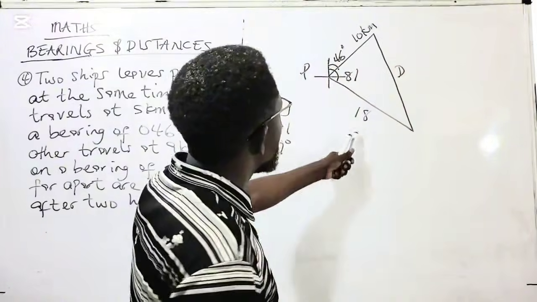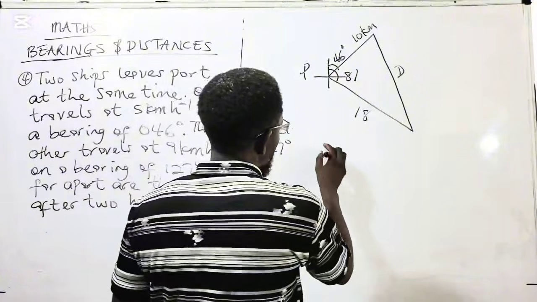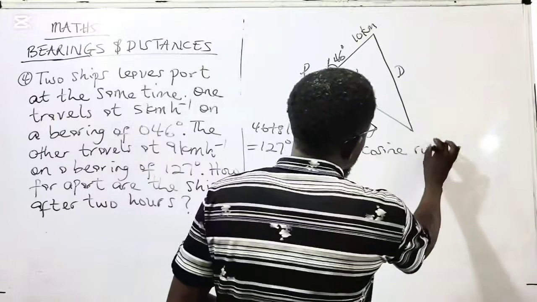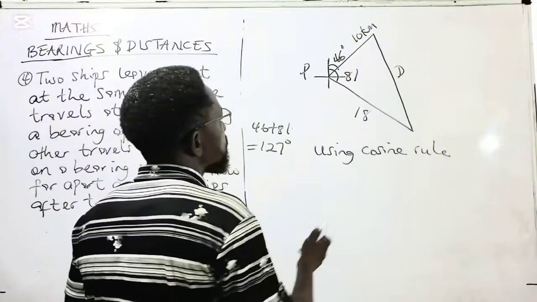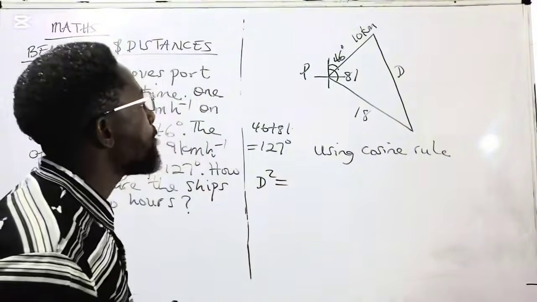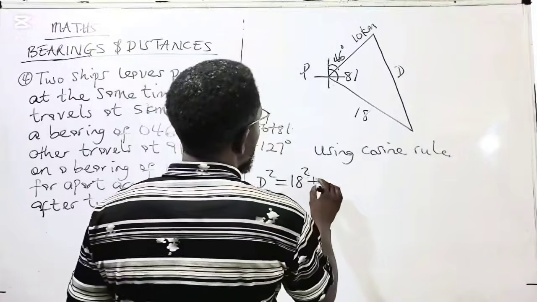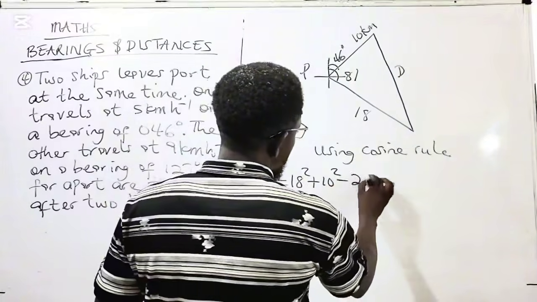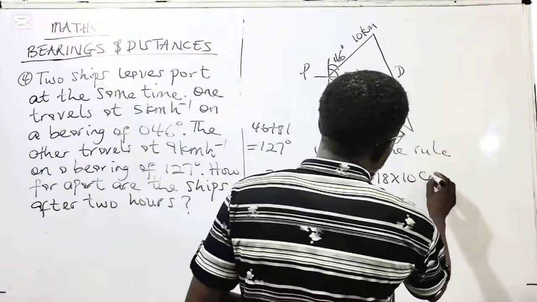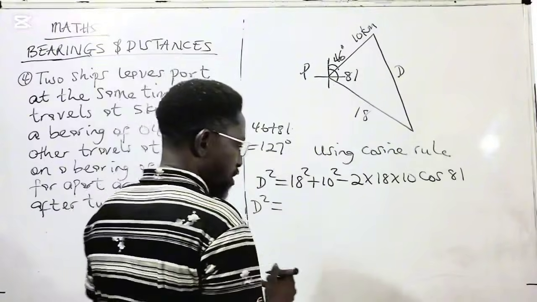Now we have this side, we have this other side, and we have this angle. So what I'll use is the cosine rule. I'll get this square, which is the part I'm looking for, equal to 18 squared plus 10 squared minus 2 times 18 times 10 cos of the angle facing the side we are looking for.